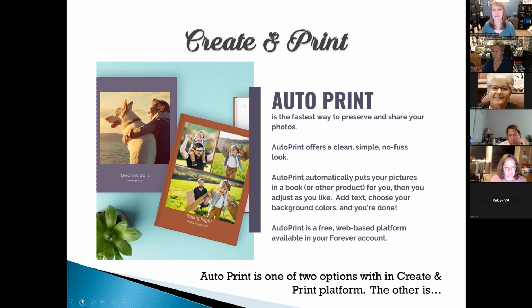So if you look, for example, at this book here called Taking Flight, it's got these 3 pictures over here. Let's say that this one over here wasn't quite centered. You can just go in and adjust it and make sure it's centered or whatever. And then you just add your text, choose a background color, and you are done like that. So that's the Auto Print option under the Create and Print umbrella.